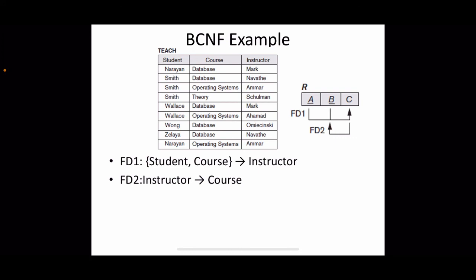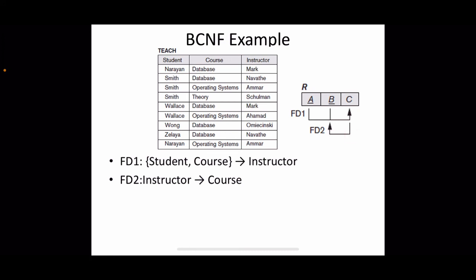So is this relation in 3NF? It's in 3NF, right? Because we have two functional dependencies. First one, FD1, the X part is a super key. And second, FD2, the A part is the prime attribute. So this is in 3NF. And is it in BCNF? No, right? Because for FD2, the condition is violated. C is not a super key, right? So this is not in BCNF.